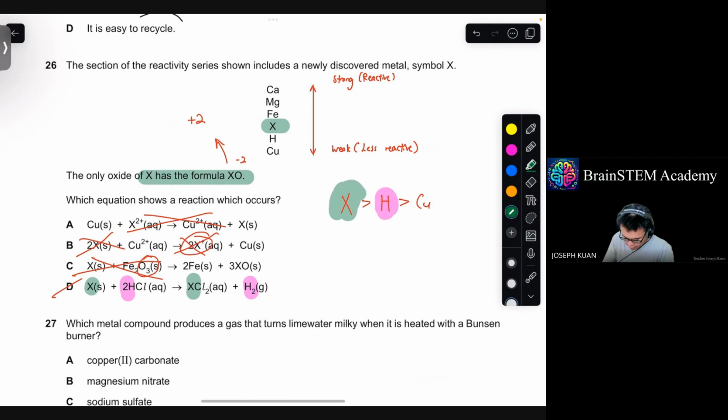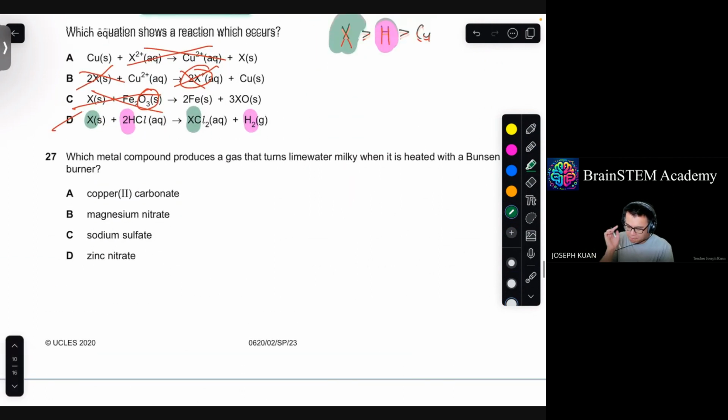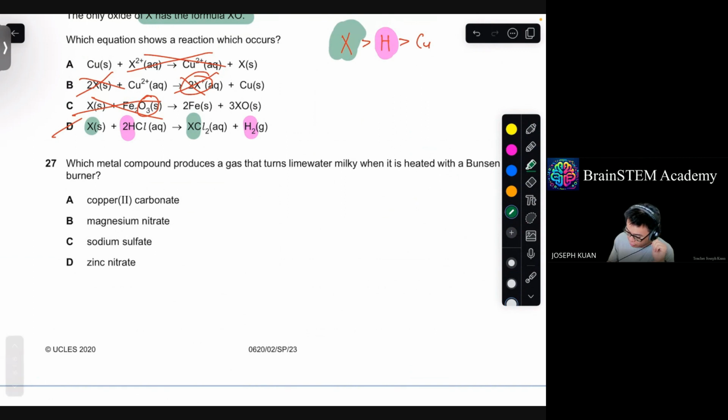All right, moving on to question 27. Which metal compound produces a gas that turns lime water milky when it is heated with a Bunsen burner? Now, whenever you see the words gas that turns lime water milky, you should think of carbon dioxide. Now, what metal compounds, when heated, produce carbon dioxide? There will be carbonates. So the answer is A.